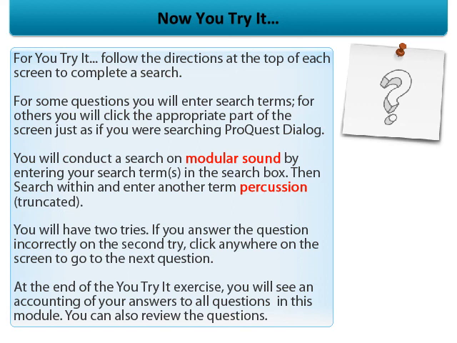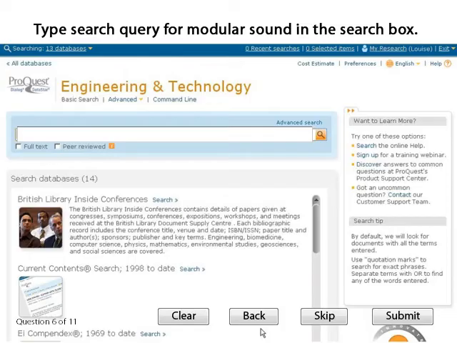You will have 2 tries to answer each question. If you answer the question incorrectly on the second try, click anywhere on the screen to go to the next question. At the end of the You Try It exercise, you will see an accounting of your answers to all questions in this module. You can also review the questions.